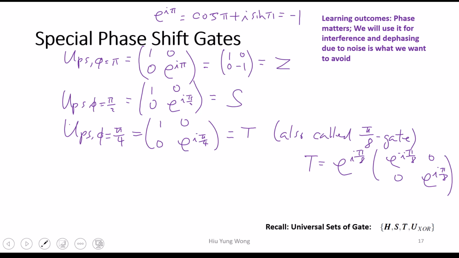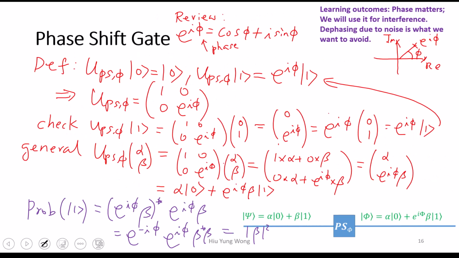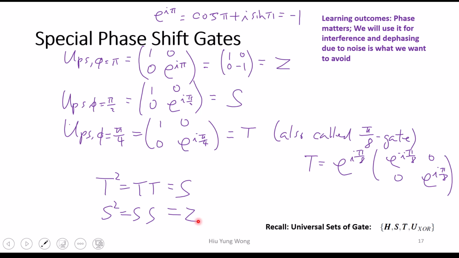Okay, and by the way, I would like to mention that T squared, which is T times T, applying two T gates, is equal to applying one S gate. S squared, which is S times S, remember they are matrices, is just equal to the Z gate. Okay? So now I want to draw your attention. Last time I said that a universal set of quantum gates can be formed by H, S, T, and controlled-NOT. Here I show you S and T. And H we already mentioned earlier, the Hadamard gate. I will mention it again. But is this okay?